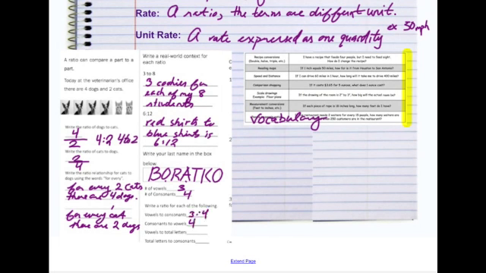Consonants to vowels, 4 to 3. Vowels to total letters. So I have 3 vowels, and then I have 1, 2, 3, 4, 5, 6, 7 total letters. And total letters to consonants, 7 to 4. Right? That might take you a moment to do on your own with your own last name. So please take a second and make sure you're answering those questions appropriately.